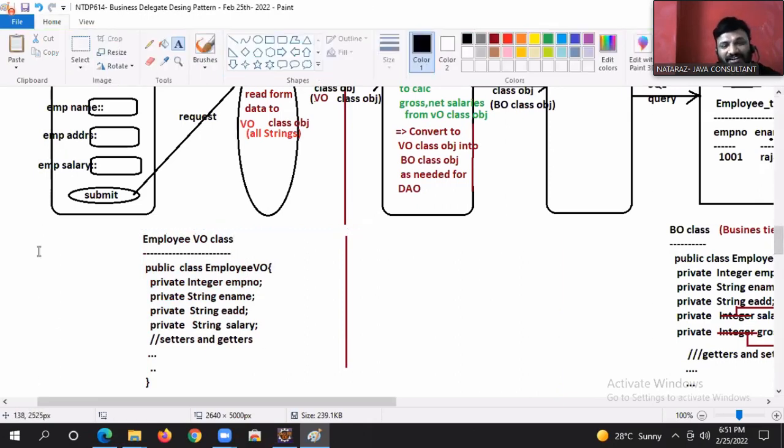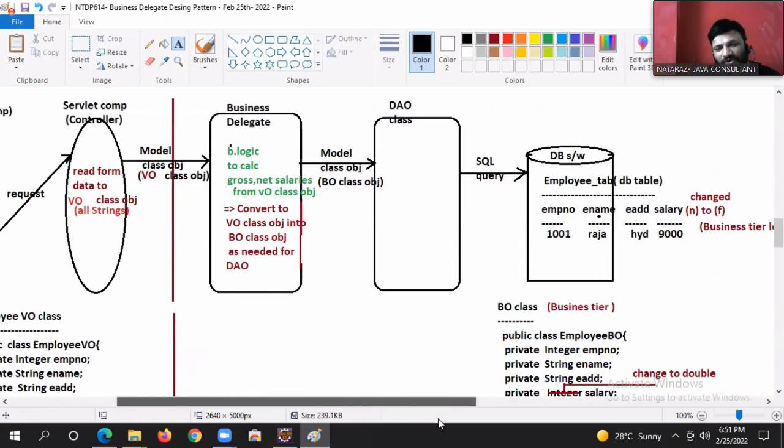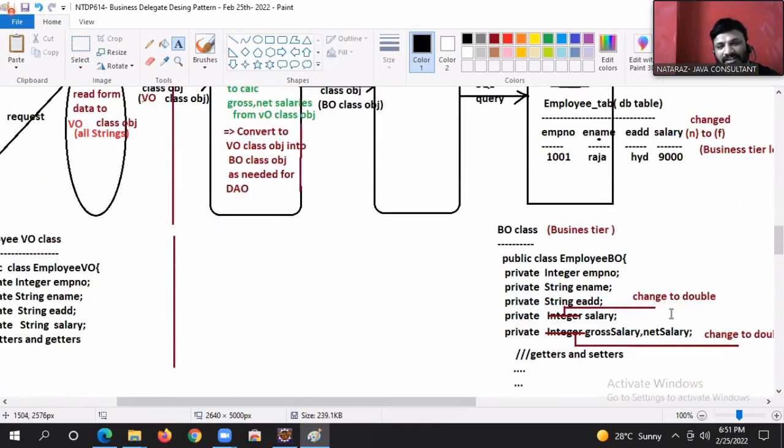Please focus. Tell me, we read everything in the form of strings. Come on. We convert what? We read strings and we store into VO class object. VO class object comes here, right? Tomorrow, if any change happens to the data type of the salary column, I need to change in VO class, right? But do I need to disturb anything in the VO class, guys? Everything comes as a string.